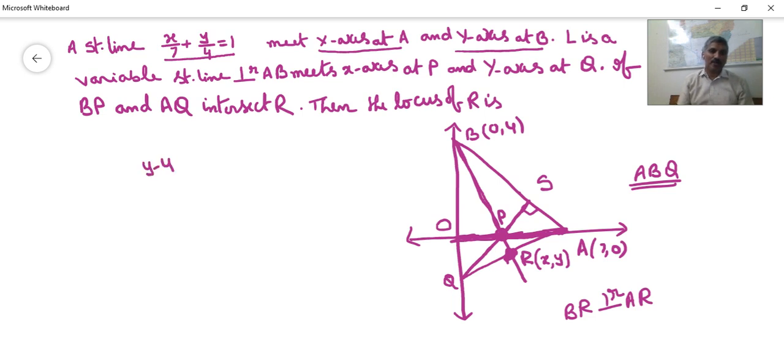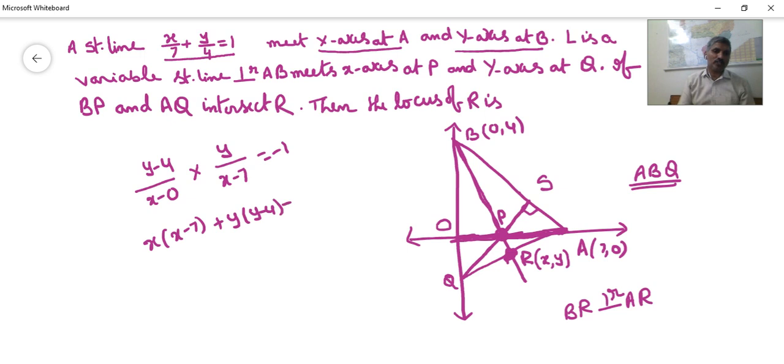BR slope is equal to y minus 4 divided by x minus 0. What is the slope of AR? AR slope is equal to y divided by x minus 7. These two are perpendicular, which means the product of the slopes is equal to minus 1. Therefore, you will get x into x minus 7 plus y into y minus 4 is equal to 0. That is the locus equation. Okay.